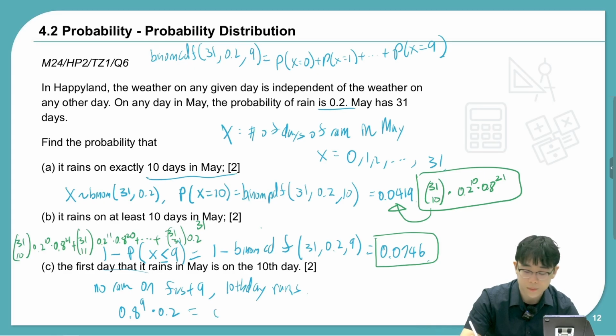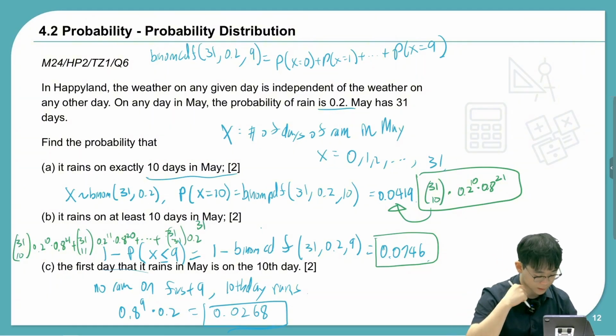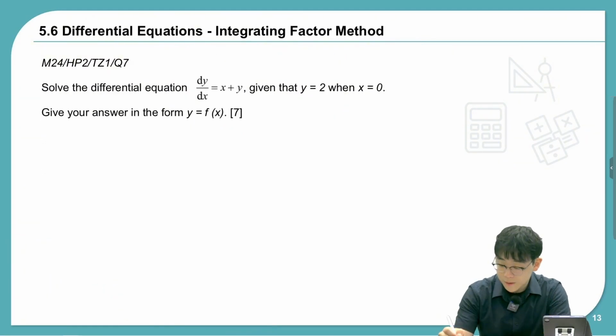And yeah, so that would be 0.026, or 0.0268 to 36. Okay, with that done, I think we can now move on to the next question. All right, so now let's move on to number 7.